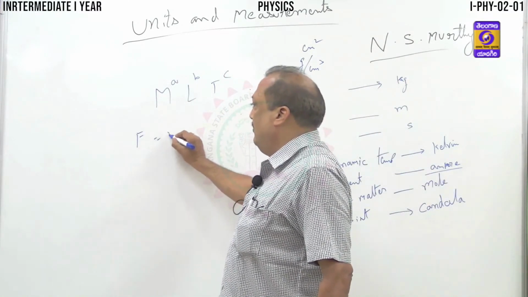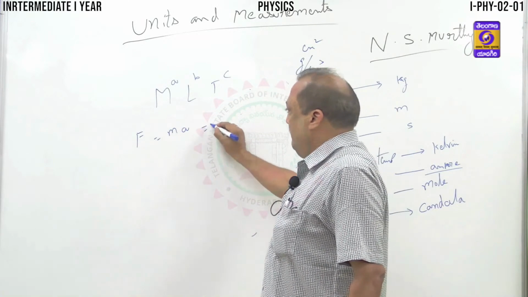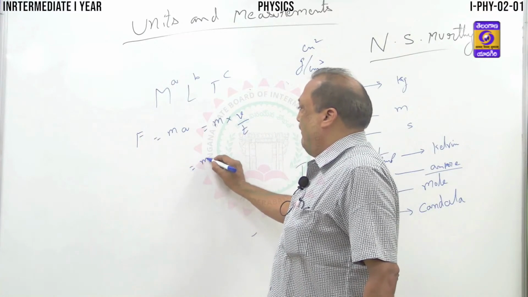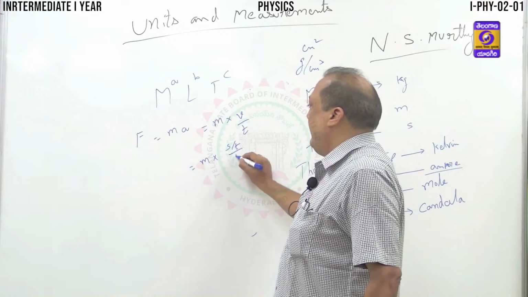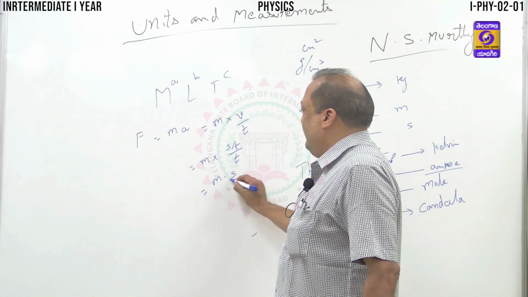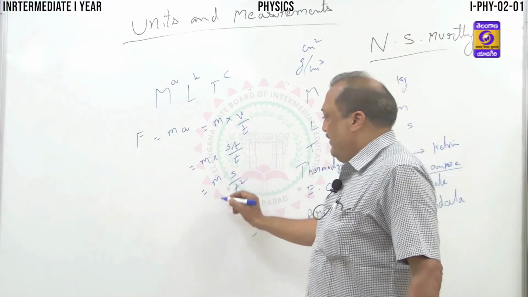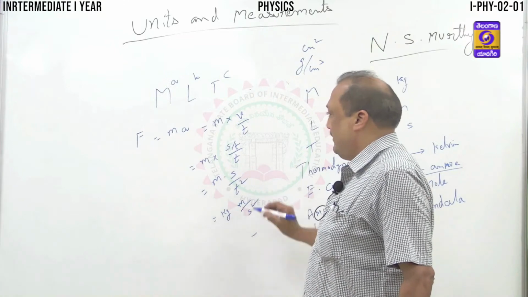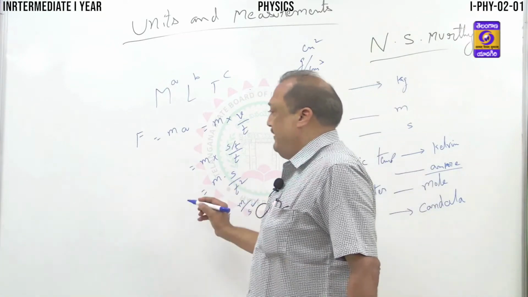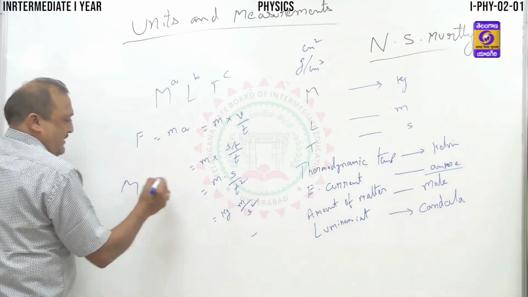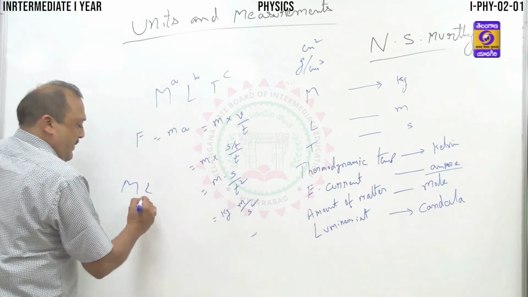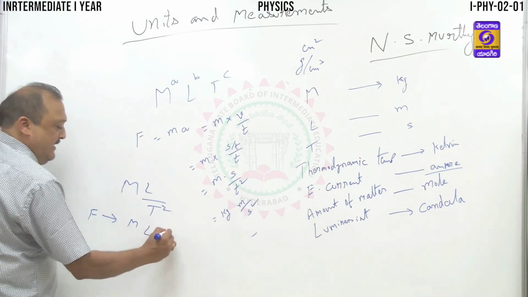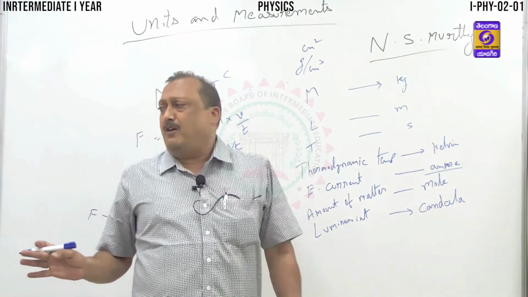For example, force equals mass into acceleration. Mass is fundamental. Acceleration is velocity by time, and velocity is displacement by time. So we can write force as mass into displacement by time square. The unit of mass in the SI system is kg, and the unit of acceleration is meter per second square. So the dimensional formula of mass is M, and of displacement is L by T square. This gives the dimensional formula of force as M L T minus 2.